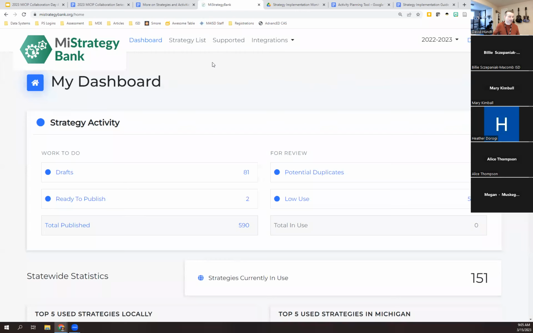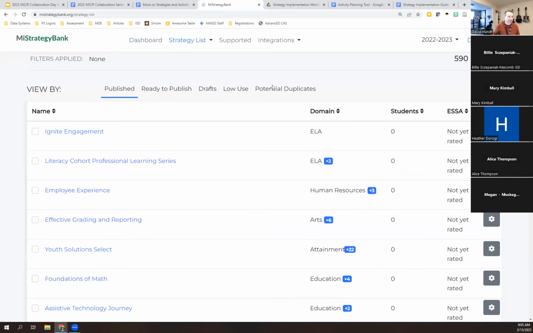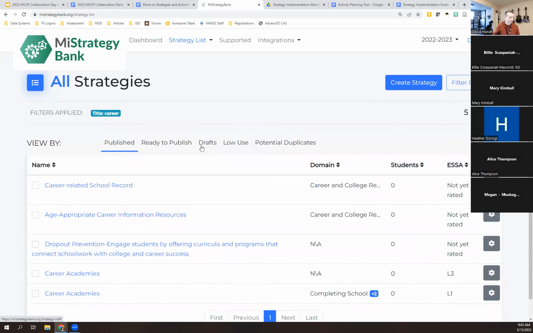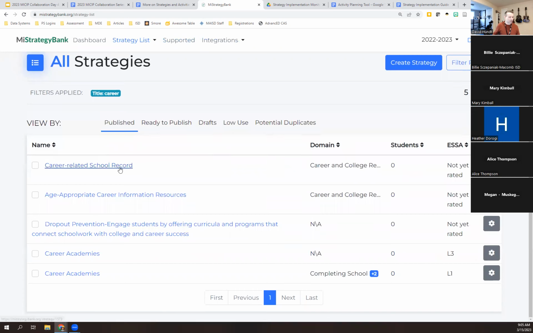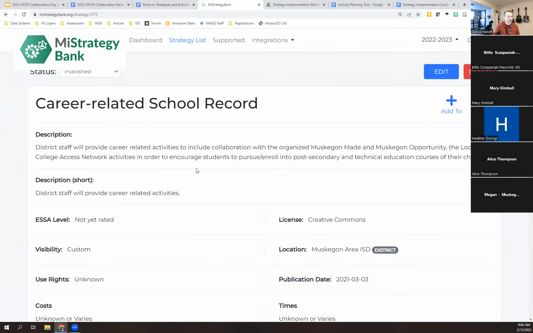So this is the My Strategy Bank, and the main spot that you're going to come in here is to go to the strategy list. And from here, you can either create a strategy, or you can filter a strategy, which is basically how you search for them. And so in this case, I'm going to filter this, and I'm going to look for career. And so this one here, this career related school record, this was one that Megan and I actually created. And so then you can pop this open, and you can kind of see what that strategy is all about.